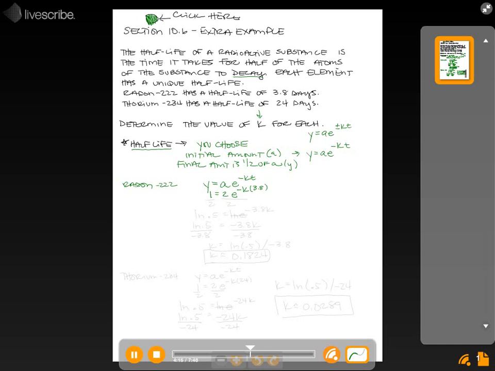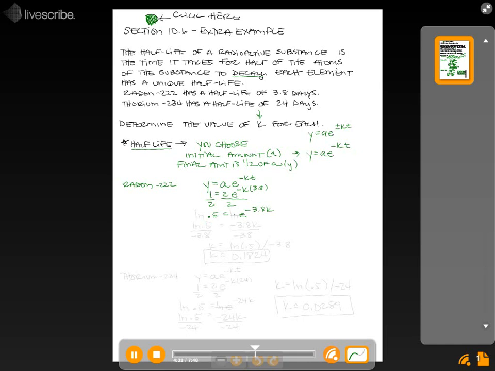Now my first step is I've got to get e by itself. So I'm going to divide by 2. I'm going to change this to a decimal at this point because it'll be a little easier to work with. 0.5 equals e to the negative 3.8k.